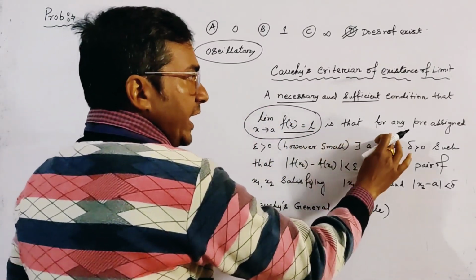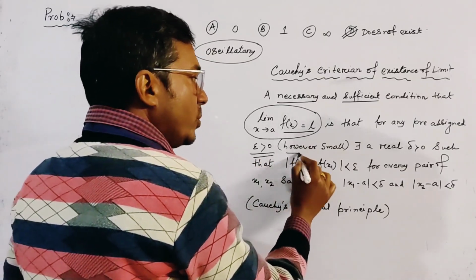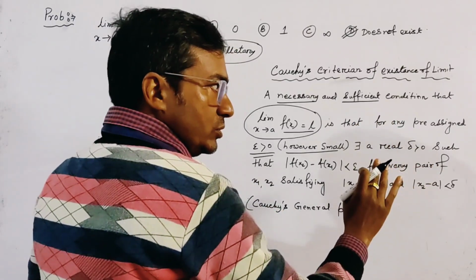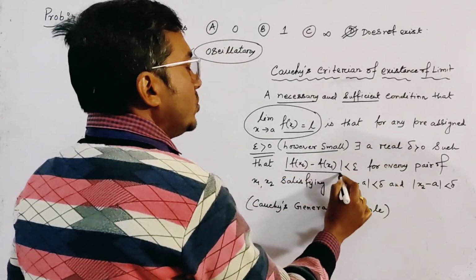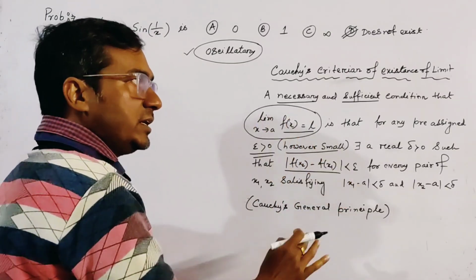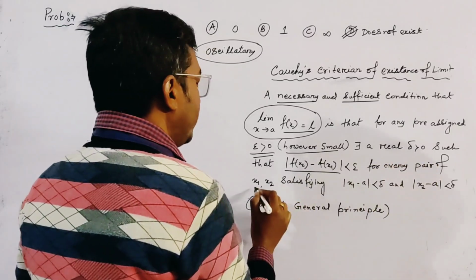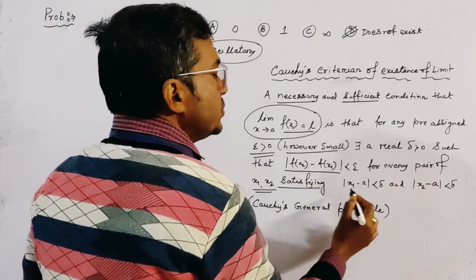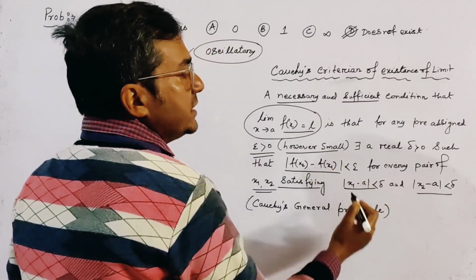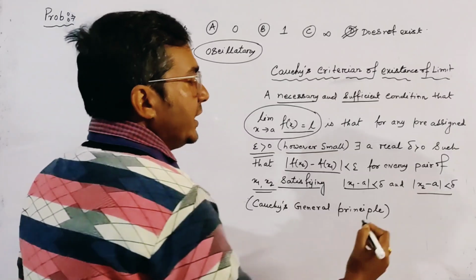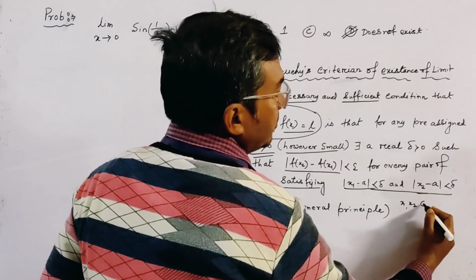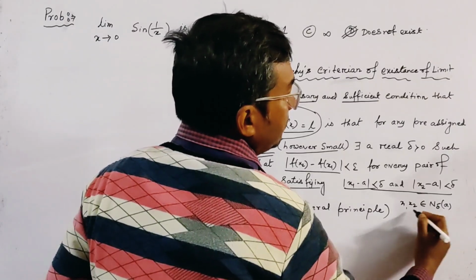The condition is that for any pre-assigned epsilon greater than 0, however small it may be, there must exist a real delta greater than 0 such that the absolute value of f(x2) minus f(x1) is less than epsilon, for every pair x1, x2 satisfying two conditions at the point a: |x1 minus a| is less than delta and |x2 minus a| is less than delta. That is, x1 and x2 must be in the delta neighborhood of a.